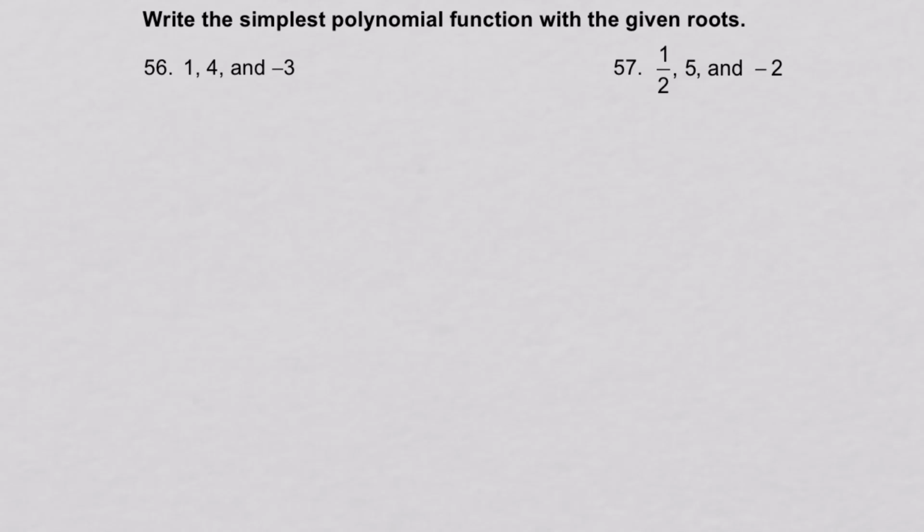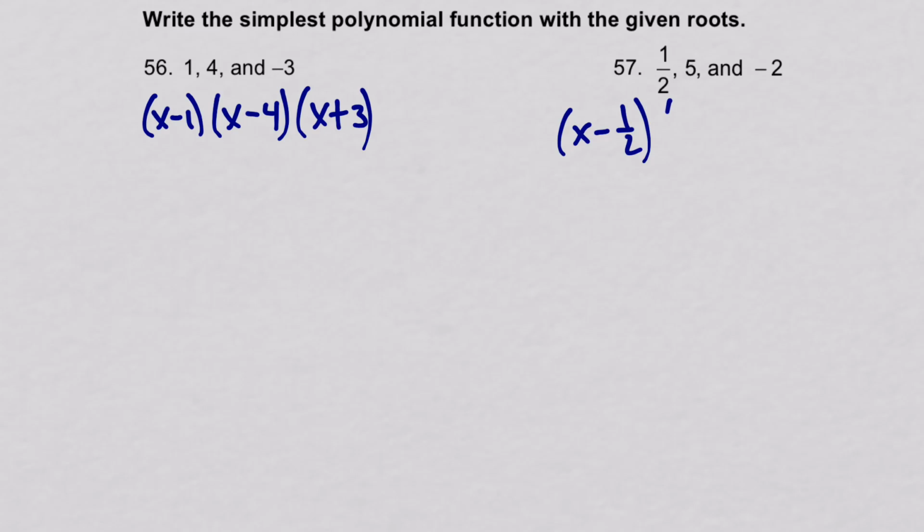56, the correct factors that you should set up to multiply are x minus 1, x minus 4, and x plus 3. Do those multiplications and you'll have your polynomial. 57, x minus 1/2, x minus 5, and x plus 2. Multiply those out and you get your polynomial.